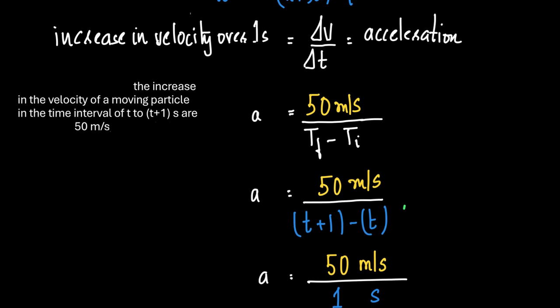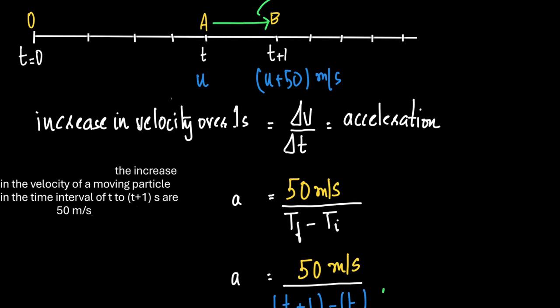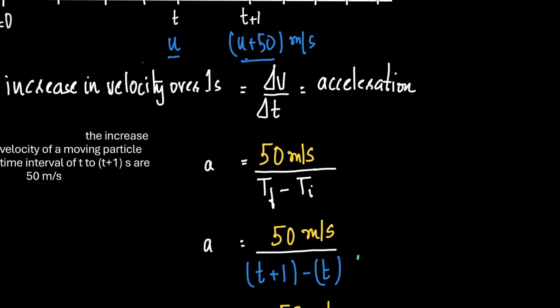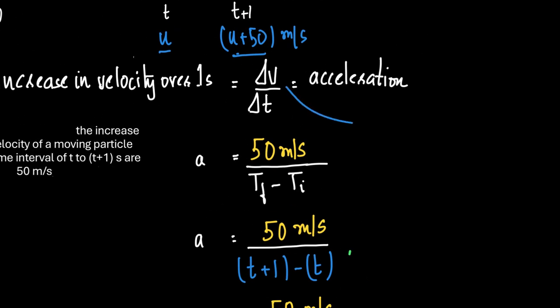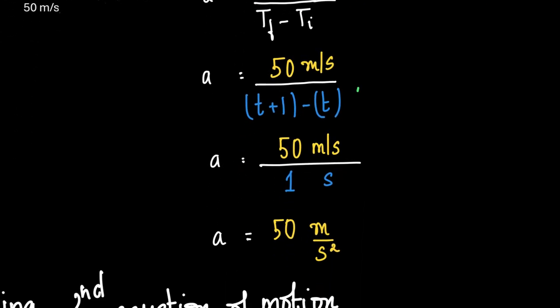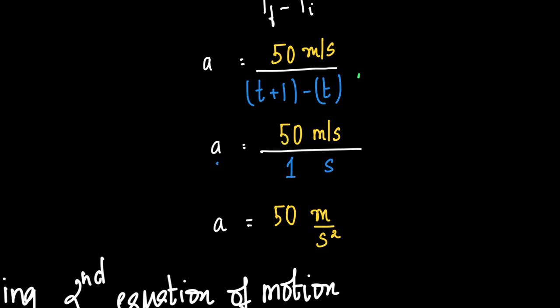Acceleration would be the increase in velocity over 1 second, or dv by dt. What is dv here? dv here would be final velocity, which is u plus 50, minus initial velocity u, upon what is change in time? It should be final time minus initial time. And what is the final time? The final time from the question is t plus 1. So t plus 1 minus initial time t. And therefore, the value of acceleration would be 50 by 1 meter per second per second. So acceleration would be 50 meter per second square.